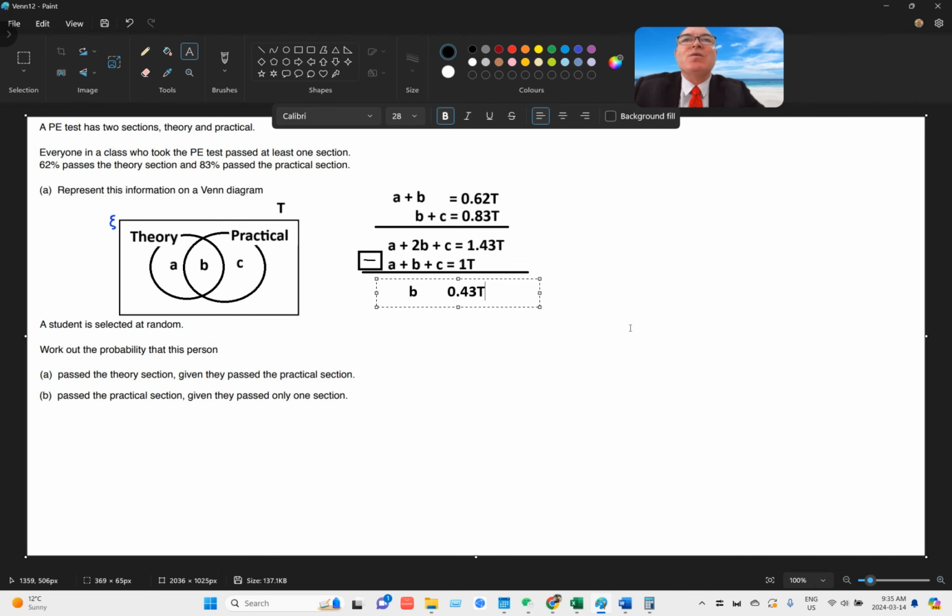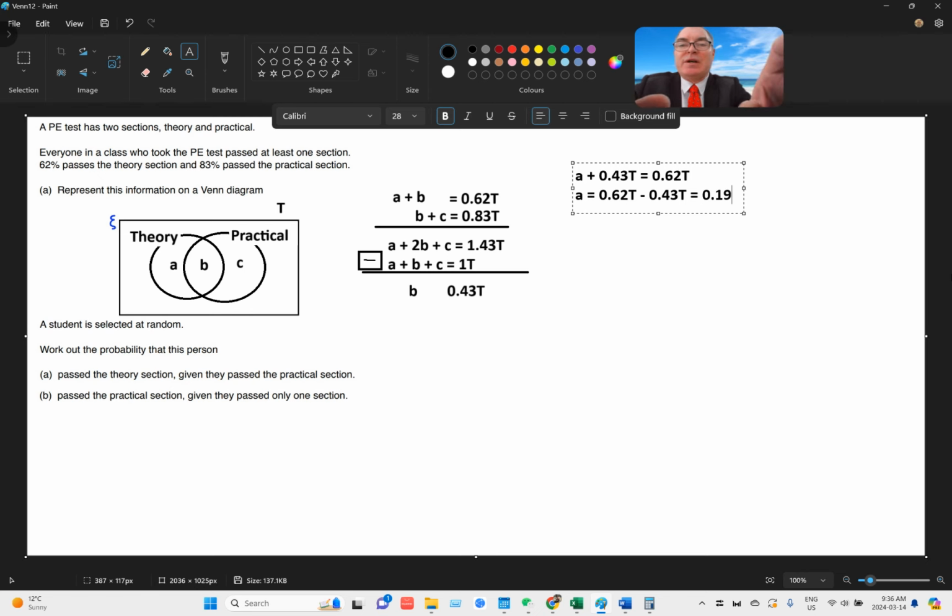I think I need to know what B, A, and C are. I got the B. I know that, what's going on here? A plus B is equal to 0.62. So A plus 0.43T is equal to 0.62T, where A is equal to 0.62T minus 0.43T. That's got to be equal to 0.19T.